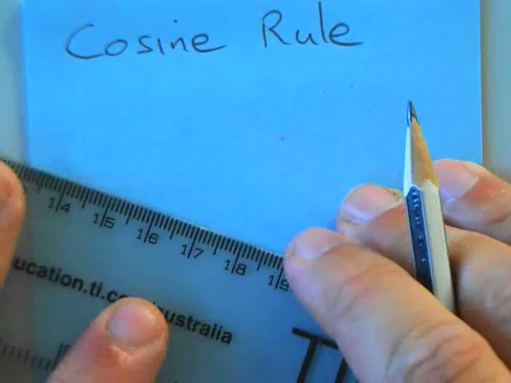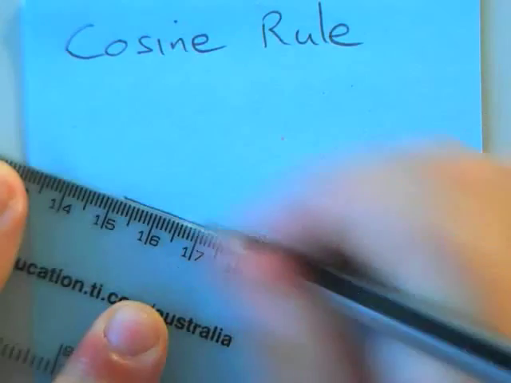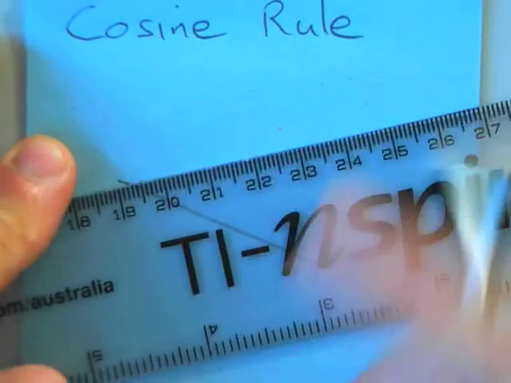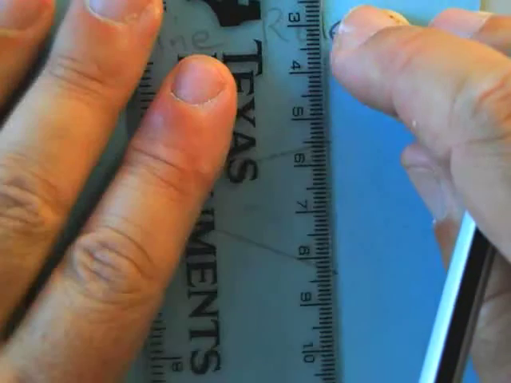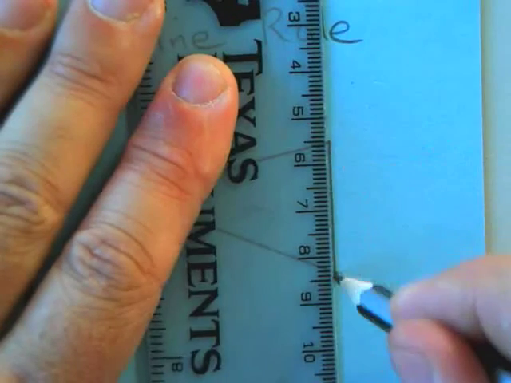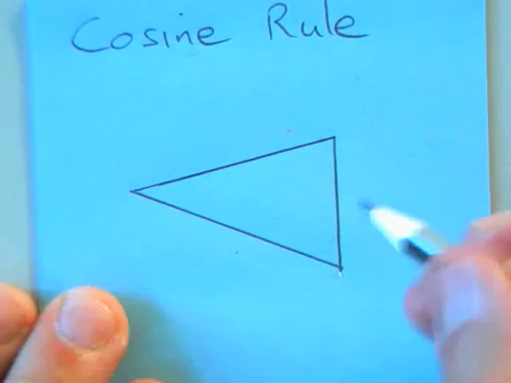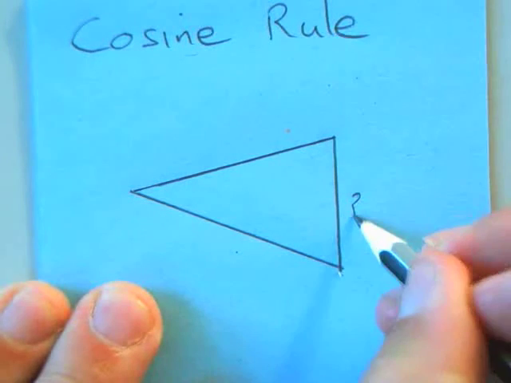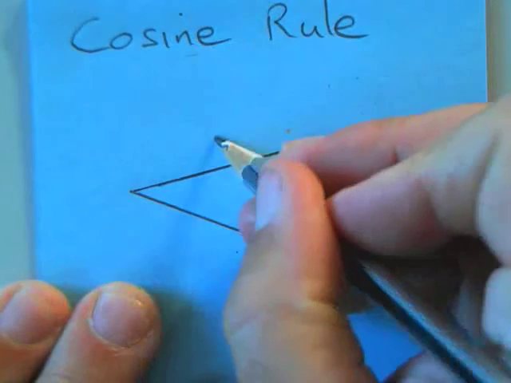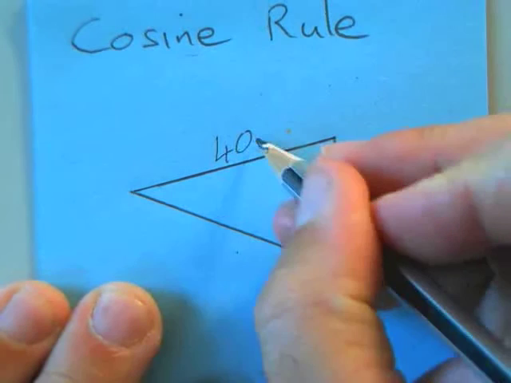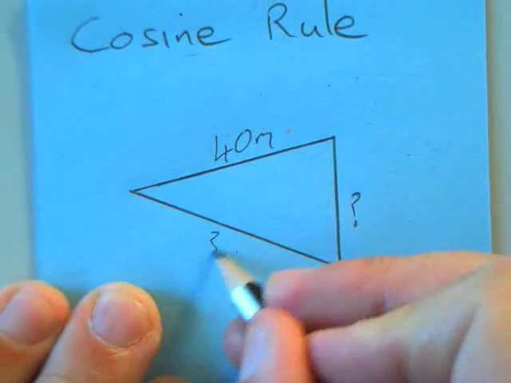So I'm going to draw a triangle like this. It can be any old triangle. It can be obtuse, acute, don't care. Okay? And this is for finding out this side here. So I want to know how long that is. I'm going to tell you that that is 40 meters. And I'm going to tell you this is 35 meters.